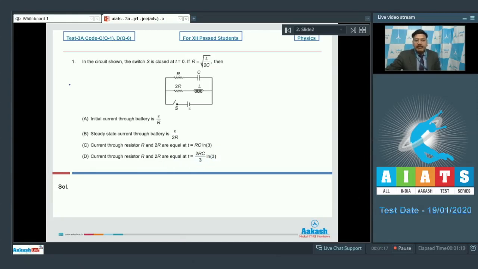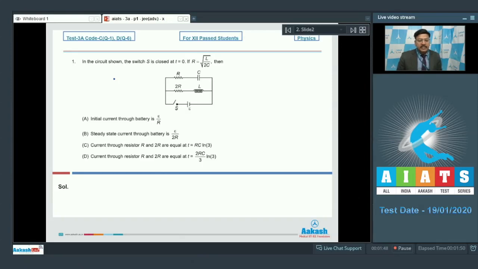Okay, we can see that the question is clearly from the topic current electricity. In fact, it also involves transient currents in LR circuits and in RC circuits. Right? So there is an inductor, so the concept of EMI is also involved in a way, and of course there is a capacitor.